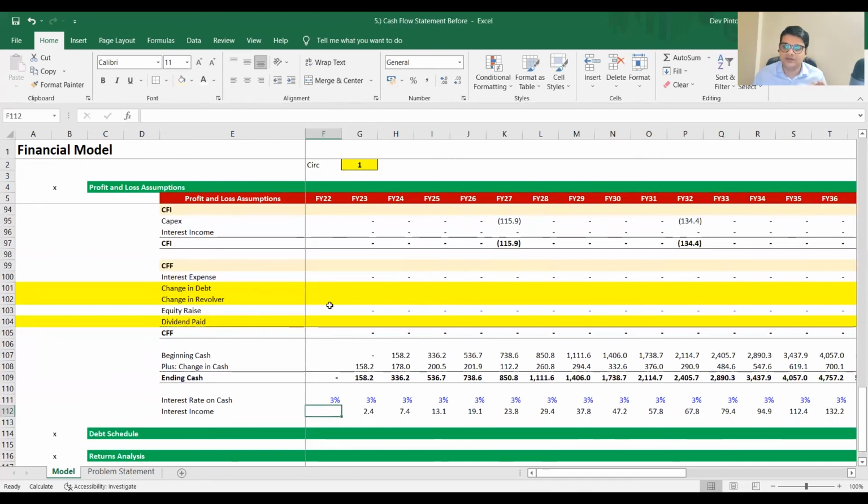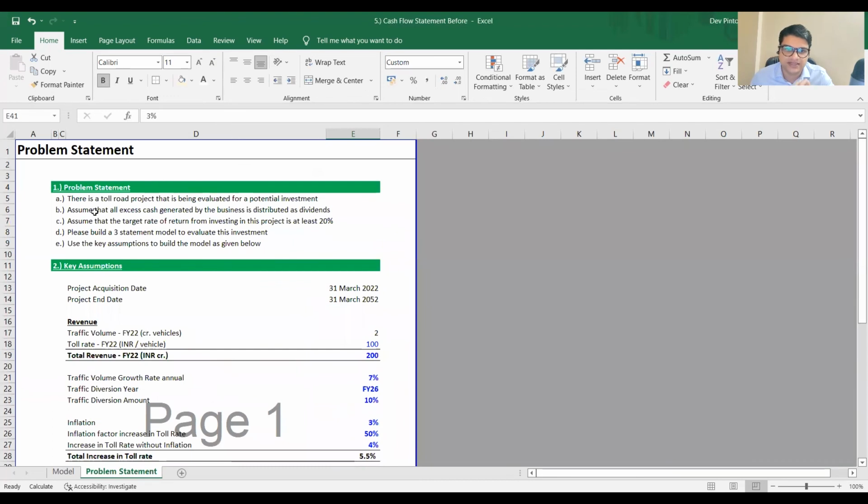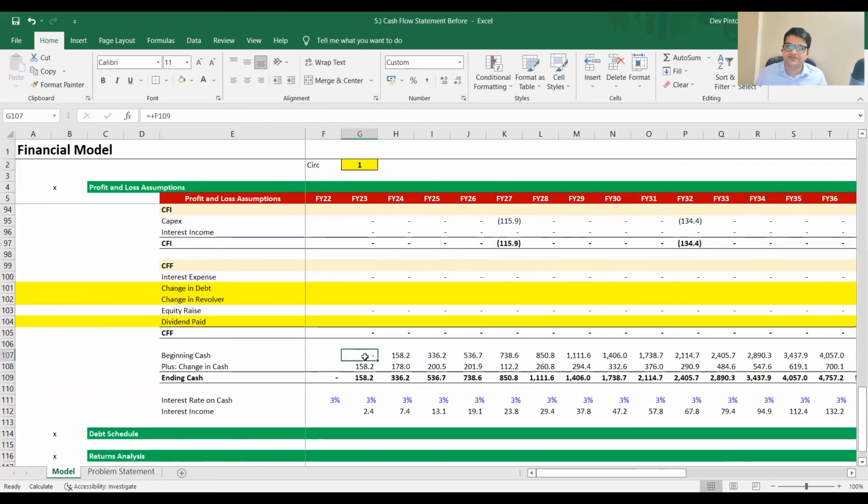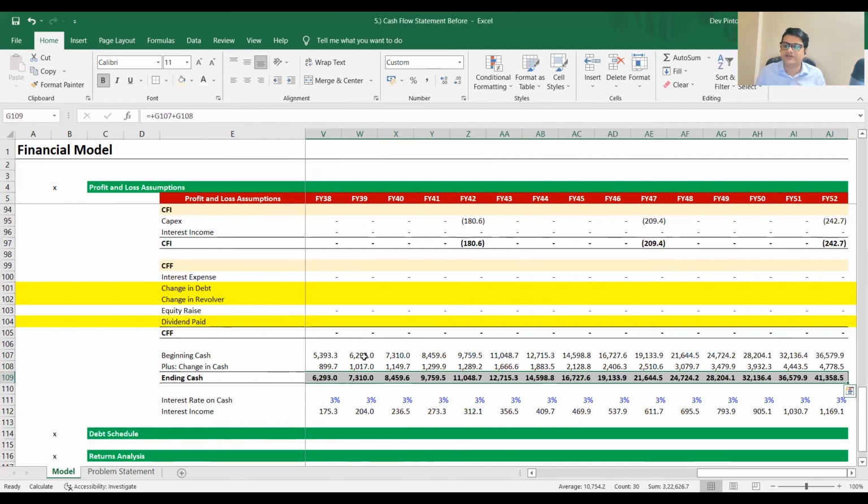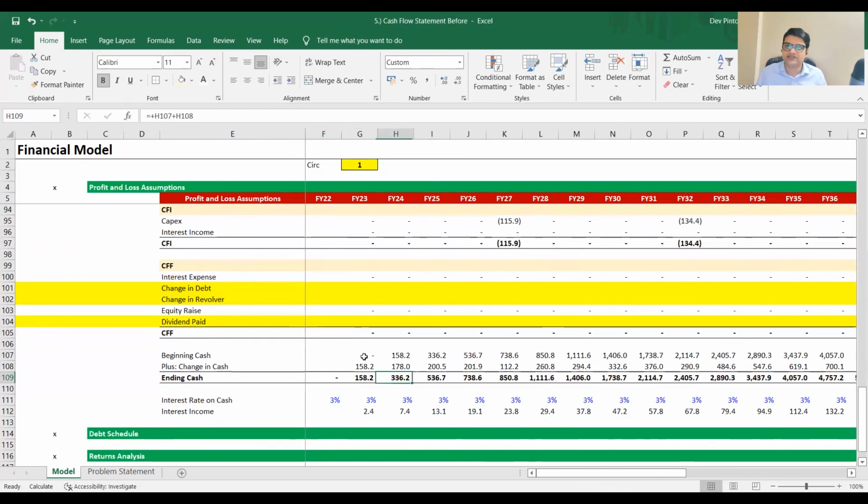So one thing I want you to notice is, remember, what did they tell us at the start? They were like, all excess cash generated by this business has to be taken out in terms of dividends. Now, right now it seems like the business is generating cash and we've not factored in dividends. Because of that, a lot of cash is accruing on the balance sheet. That's not going to be the case. We are going to make this adjustment in the next video. So see you guys in the next video.